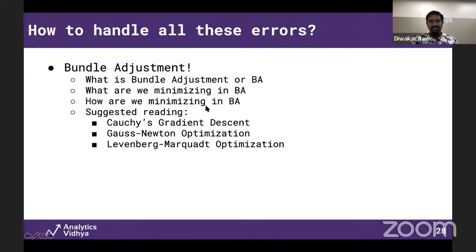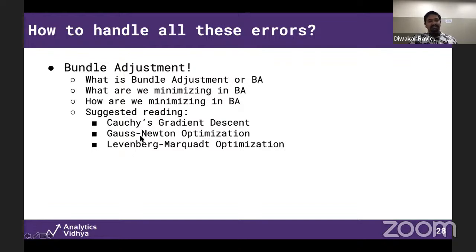So how are we minimizing in bundle adjustment? There are multiple ways of doing it. These are three suggested readings that I want to give to all of you. Cauchy's gradient descent is also called steepest gradient descent. Anybody who's done anything with computer vision or any sort of learning algorithm by now should be at the point where you refer to steepest gradient descent, which is the vanilla gradient descent that you use. Here that is called Cauchy's gradient descent.